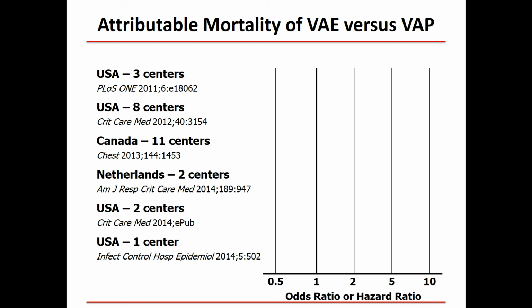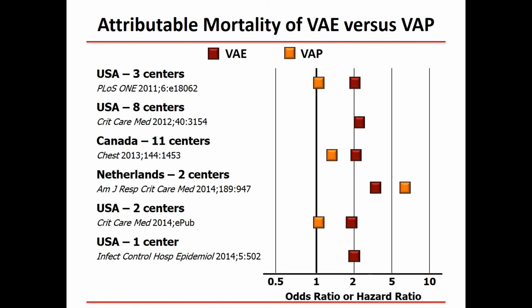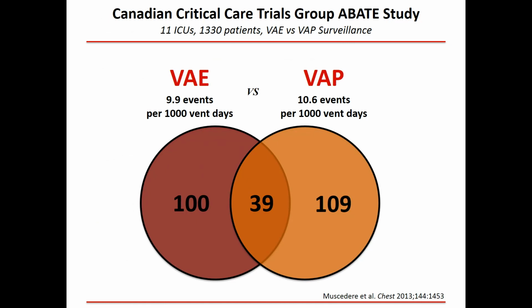Here are just 6 of many studies out there showing the association that a VAE is associated with about a doubling of the risk of dying compared to a similar patient without a VAE. Some of these studies included classical VAP definitions as well, and in most cases, a VAE was a more morbid condition compared to a VAP. The other message that has been emerging from the literature is that while the rate of VAEs is the same or a little bit lower compared to VAP, the overlap between VAE and classically defined VAP is really quite small, meaning the majority of patients with VAEs do not have VAP, and conversely, there are many VAPs that do not meet VAE criteria.